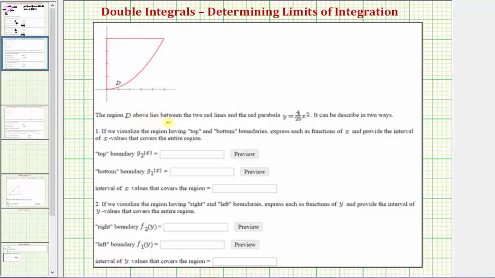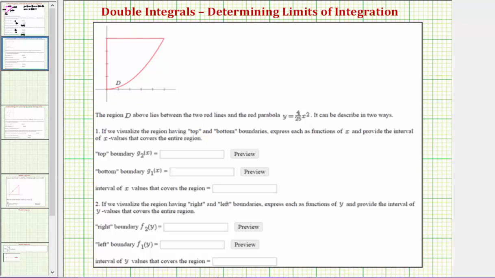The region D above lies between two red lines and the red parabola y equals 4/25 x squared. It can be described in two ways. Number one, if we visualize the region having top and bottom boundaries, express each as a function of x and provide the interval of x values that covers the entire region.